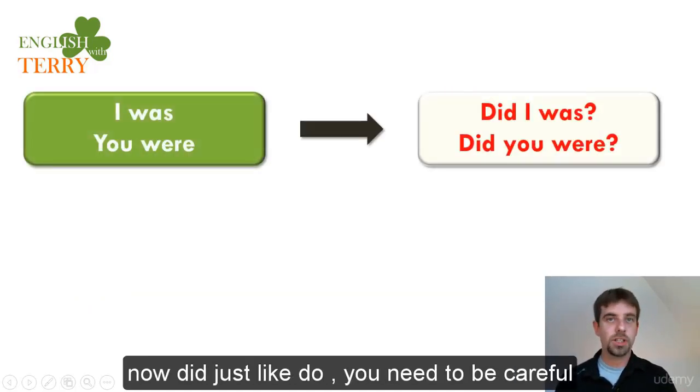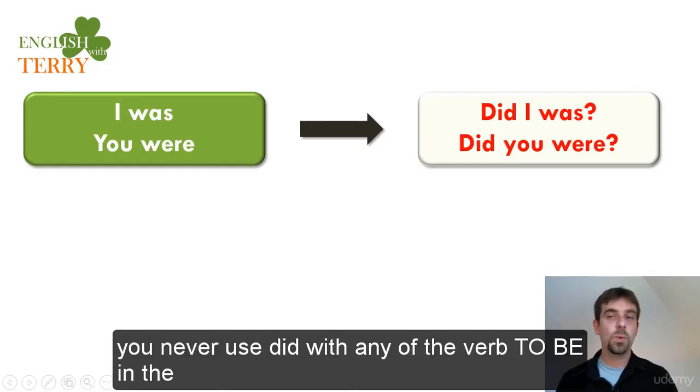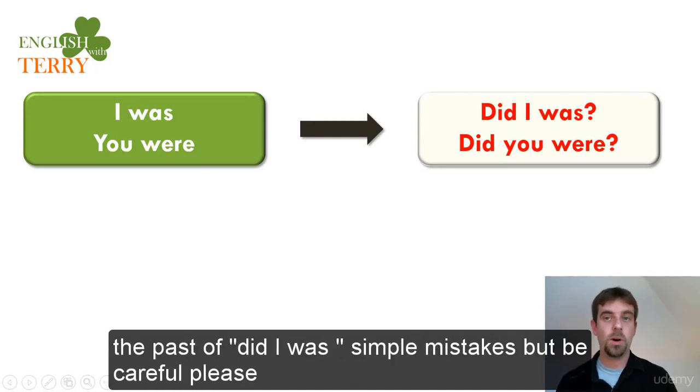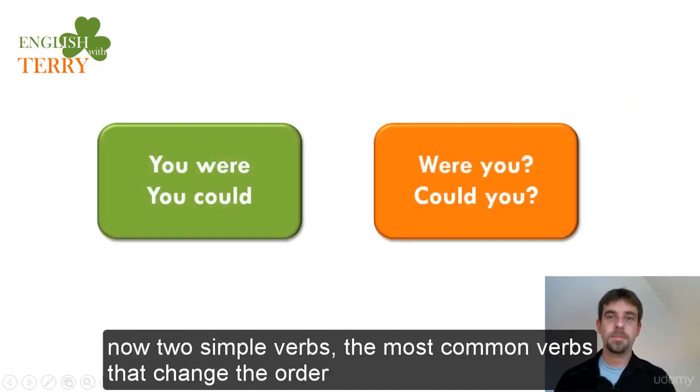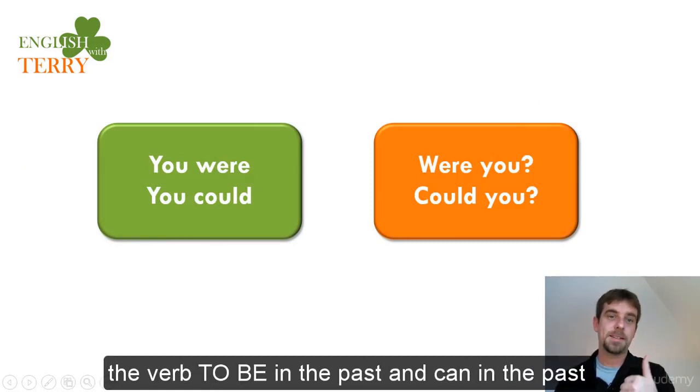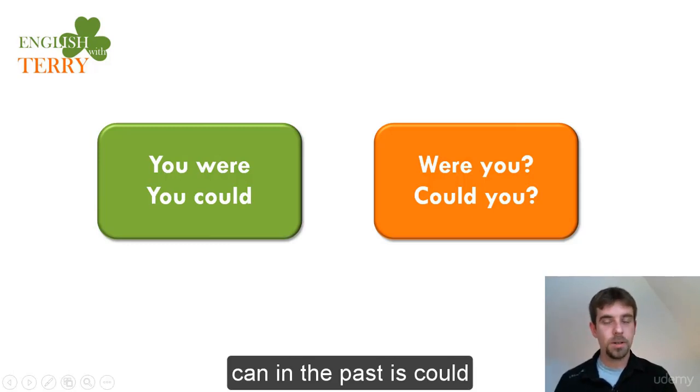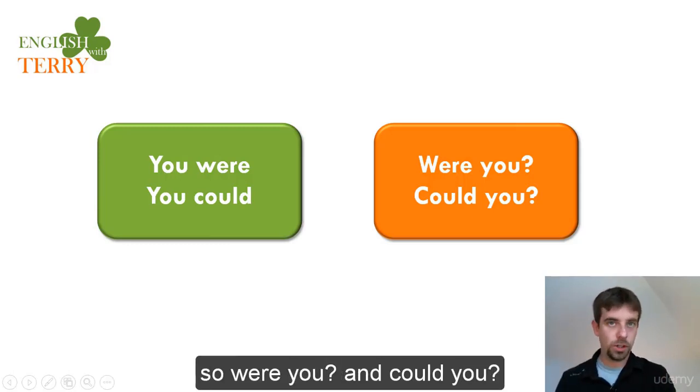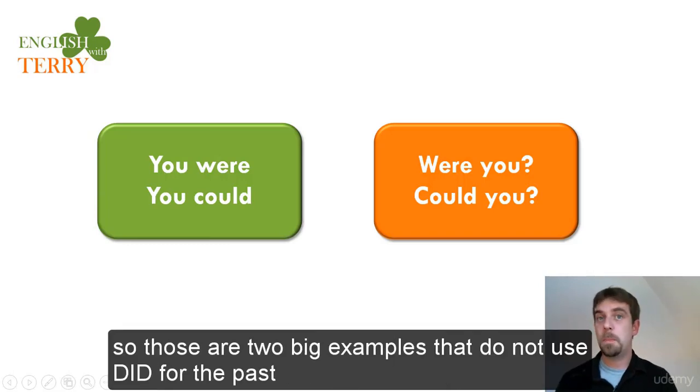Now did, just like do, you need to be careful. You never use did with any of the verb to be in the past: I was, did I was, did you were. Simple mistakes, but be careful please. Now, two simple verbs, or the most common verbs that change the order, is about the verb to be in the past and can in the past. Can in the past is could. So they are were you and could you. So those are two big examples that do not use did for the past.